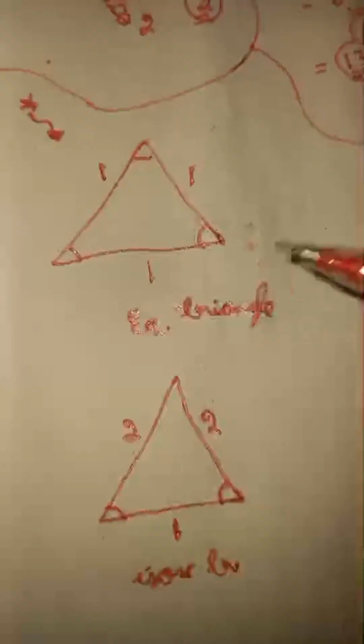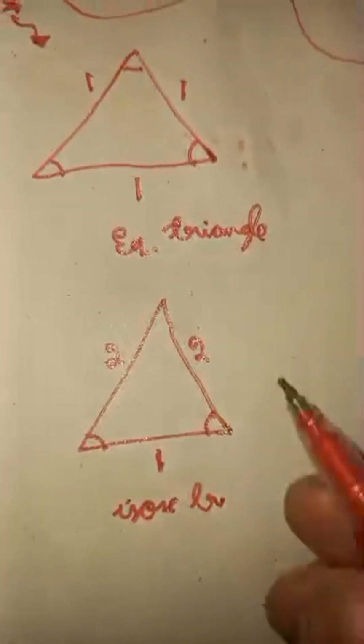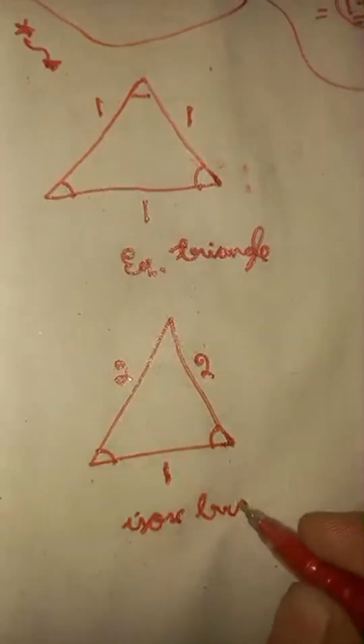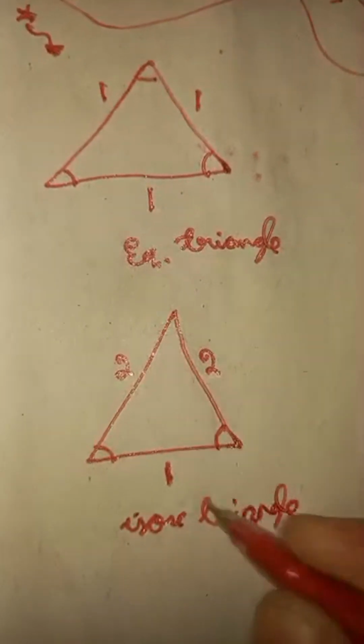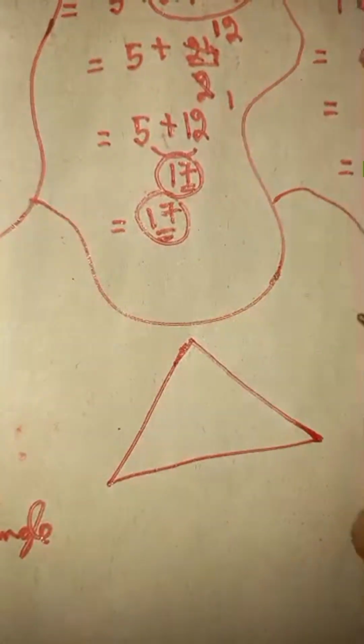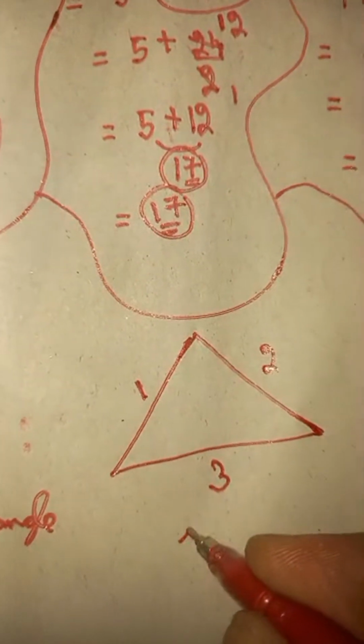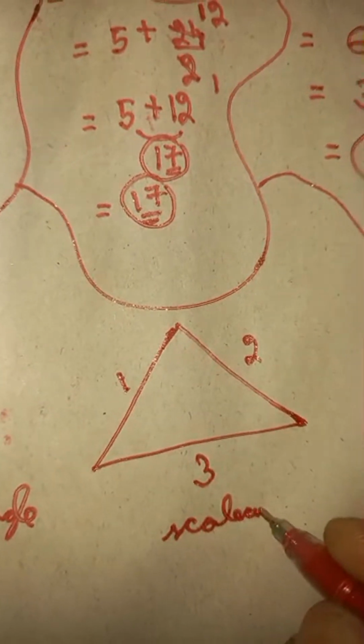A triangle where all three angles are equal is known as an equilateral triangle. And a triangle where two sides are equal but one side is different is known as an isosceles triangle. I'm going to tell one more triangle. This triangle is known as a scalene triangle. In this triangle, all three sides are of different lengths. That is known as a scalene triangle.